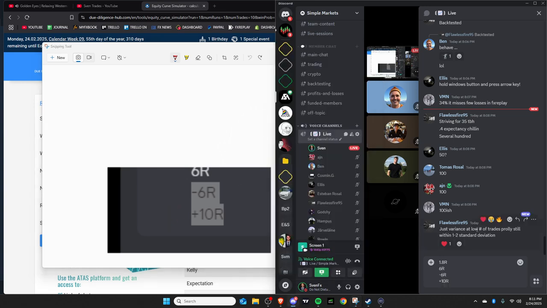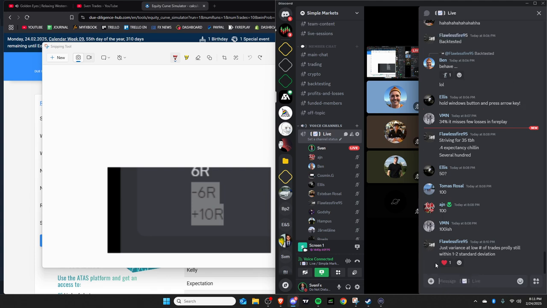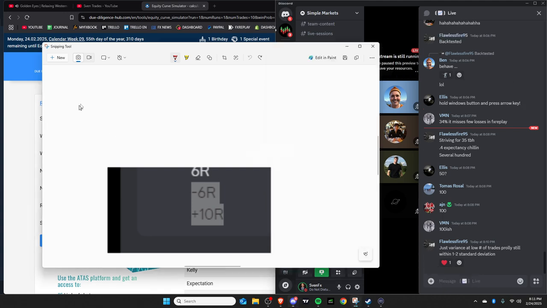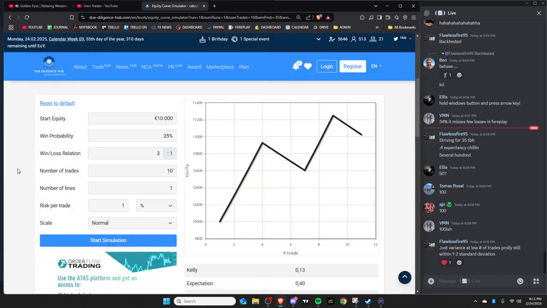Flaws is saying just experience that low number of trades, probably still within. Yeah. Anyways, this is so crucial to understand, and this is the turning point for most traders in here, and probably the most valuable thing that we teach: understanding probabilities and understanding that sample size is what it's all about.